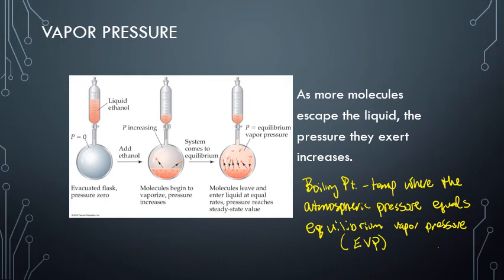So vapor pressure directly relates to the boiling point. Again, as you increase the temperature, you increase the vapor pressure. There's a chart that you could see for a particular liquid that would list the vapor pressures at a specific temperature.